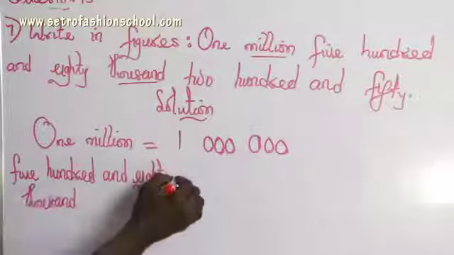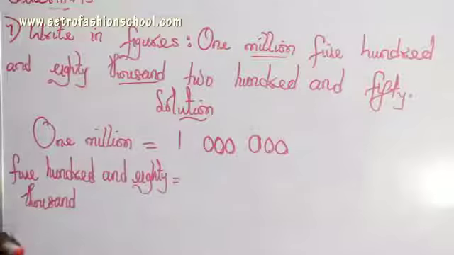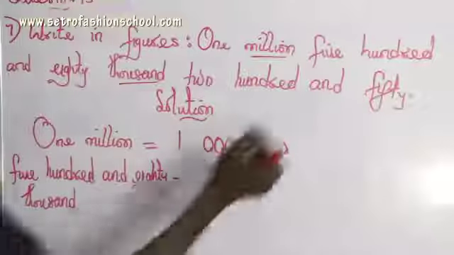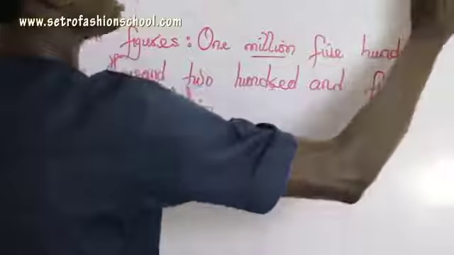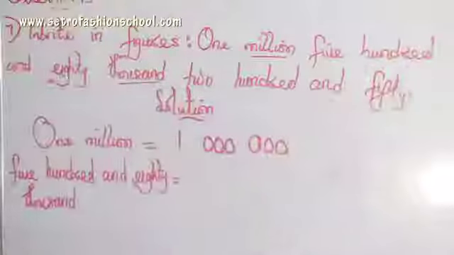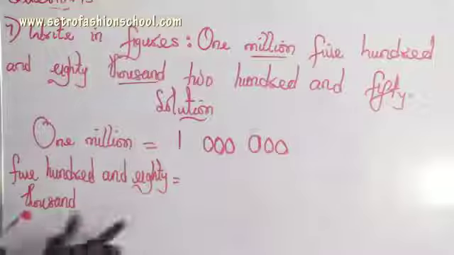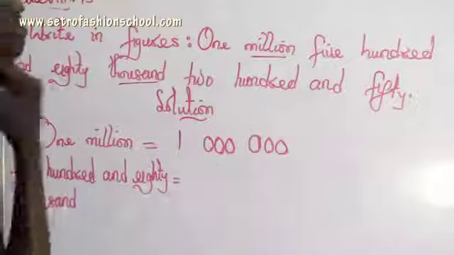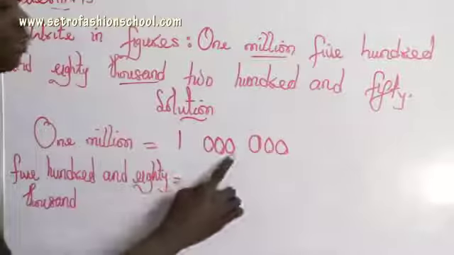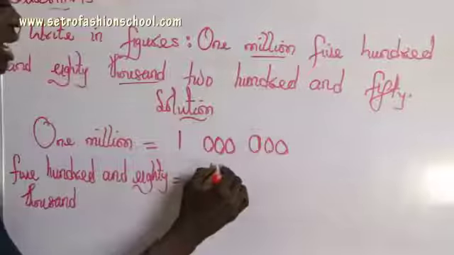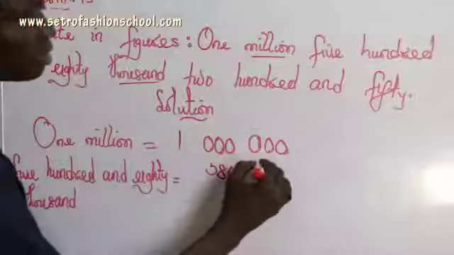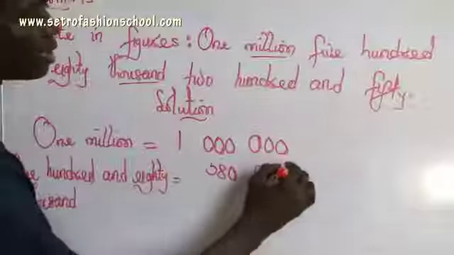580,000. That's going to be 580, then 3 zeros, which stands for 1,000, which means 580,000. Now I'm going to place them here. Where will be my 580? 1, 2, 3. It's going to be here. 580, then 0, 0, and 0.